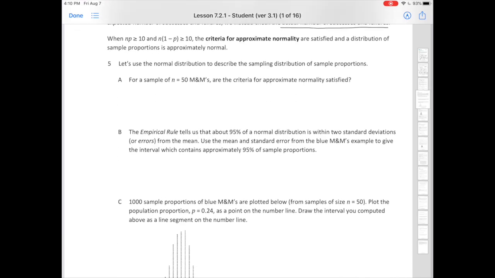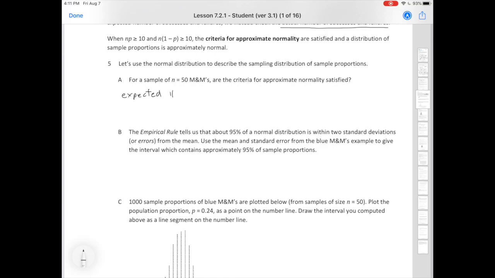When np is greater than or equal to 10 and n times 1 minus p is greater than or equal to 10, the criteria for approximate normality are satisfied and the distribution of sample proportions is approximately normal. Let's use the normal distribution to describe the sampling distribution of sample proportions. So first, for a sample of n equals 50 M&Ms, are the criteria for approximate normality satisfied? In this case, we do happen to know that p is 0.24, so we can just calculate directly.